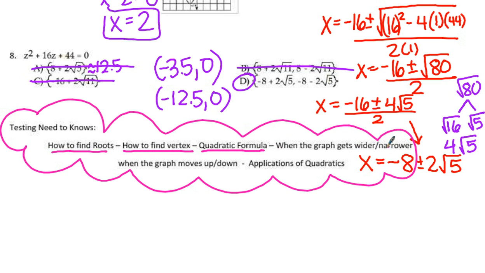When the graph gets wider or narrower, remember if we are using a whole number as that a term, so if I had like 4x squared, then that graph would actually get more narrow. If I had a fraction or a decimal like 1/3 x squared, then that graph would get wider. Remember the C, the little last number there on those things. So if I had something like y equals x squared minus 4, this number determines how we move up or down on the y-axis. In this case, it would move down 4.